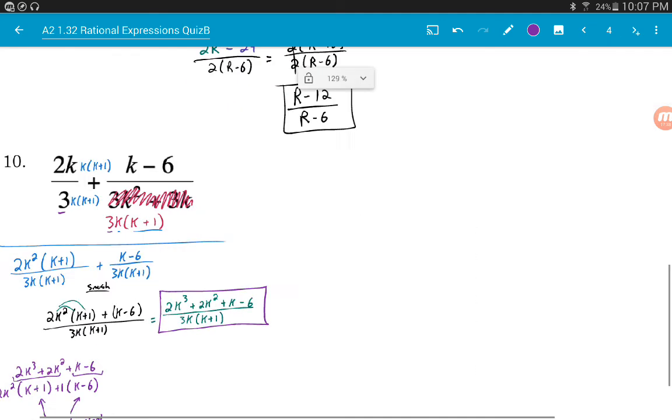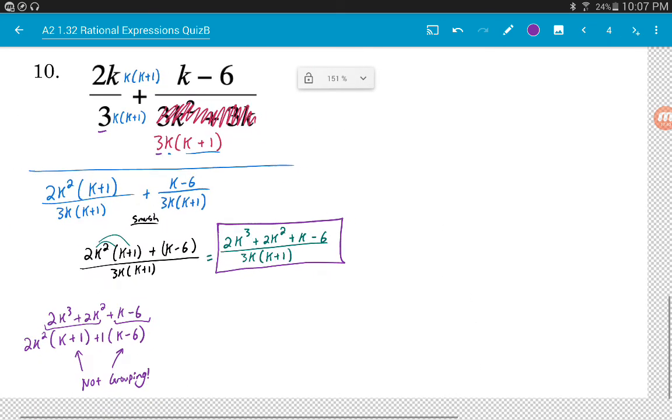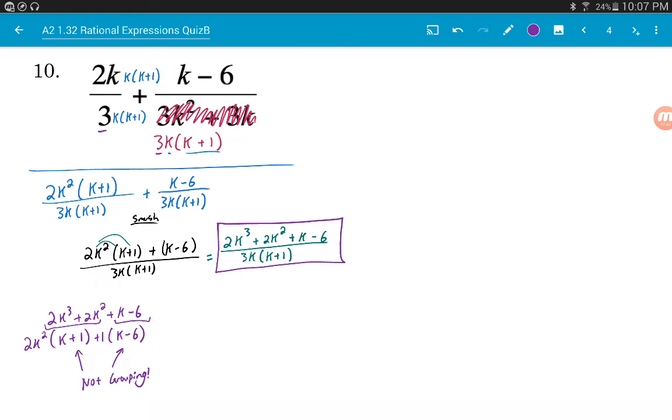I hope that this has been helpful, and make sure that you study, rewrite the questions on some blank paper, try them yourself, and make sure that you can get them, because that retake is coming up.